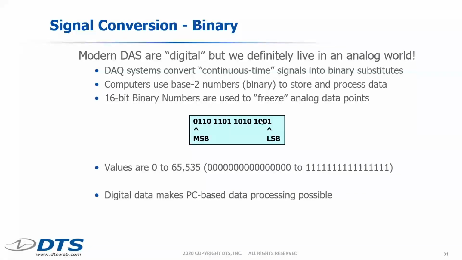Typically, 16-bit binary numbers are used to, as I refer to it, freeze the analog data points in time. With a 16-bit system, that means a string of 16 ones and zeros with a most significant bit on the left and a least significant bit on the right. And with 16 bits, there are roughly 65,500 combinations of values. The whole reason why we do this is digital data makes PC-based data processing possible.